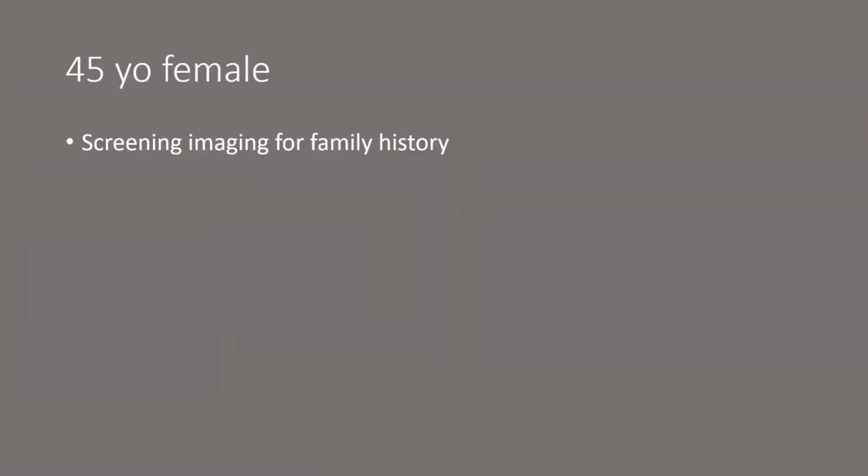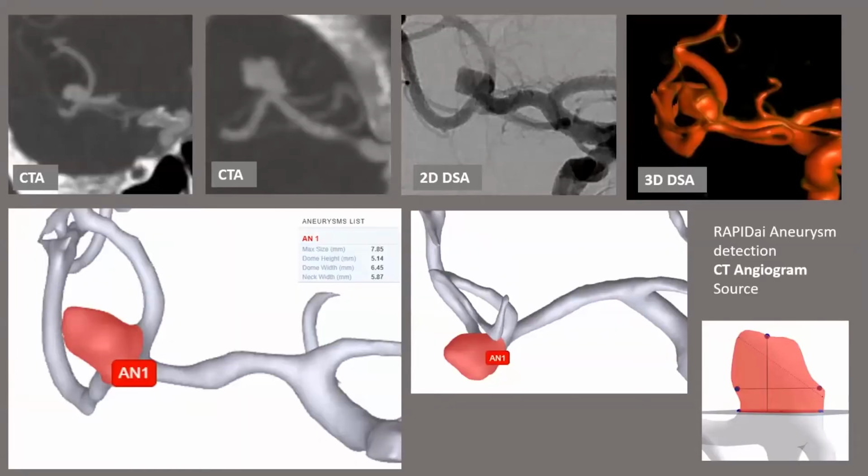And then here's a case of a 45-year-old female who had undergone screening imaging for a family history of aneurysms. And on CTA here, in the corresponding 2D DSAs and the 3D DSA, you can see this very ugly MCA aneurysm that we definitely treated.